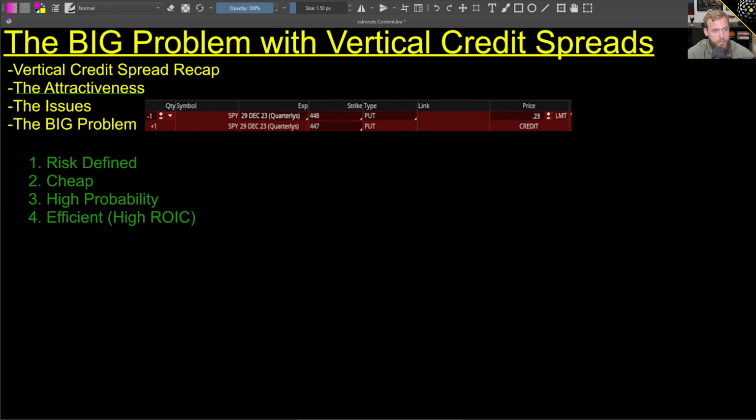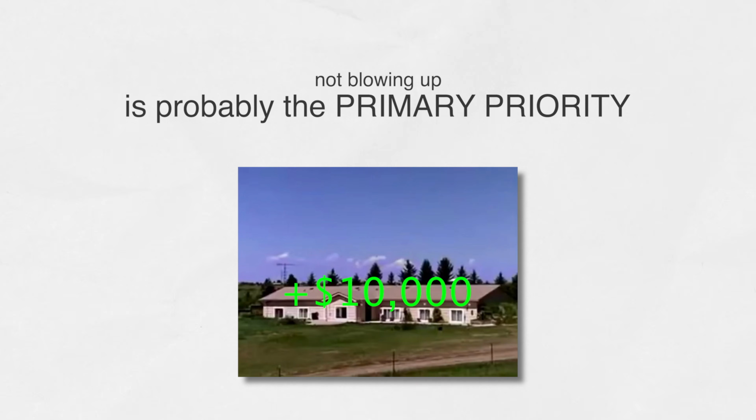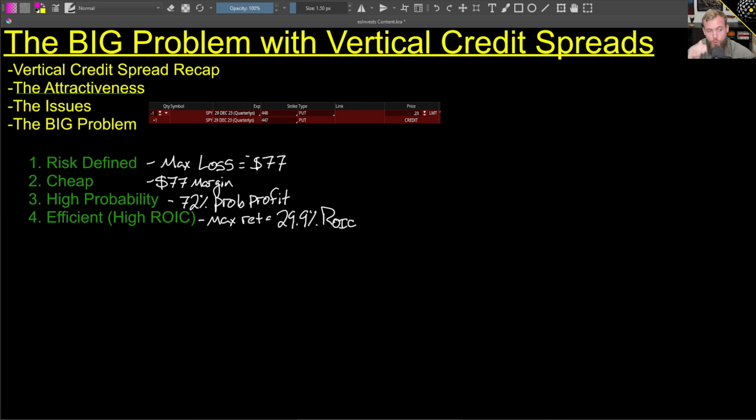So as we reference this trade that we were just looking at, when we think about what you can lose, in this case, if you're collecting $23 up front, the most you can lose is $77. And you know that right out of the gate. That is a great quality, especially for new traders, because not blowing up is probably the primary priority for new traders, in my opinion. The other thing in this case is they're very cheap. So the margin for this trade is literally your max loss. So in this case, it's $77 in this trade.